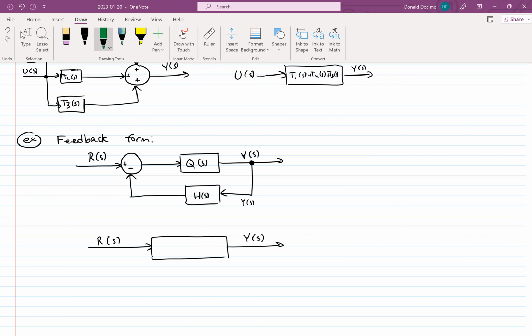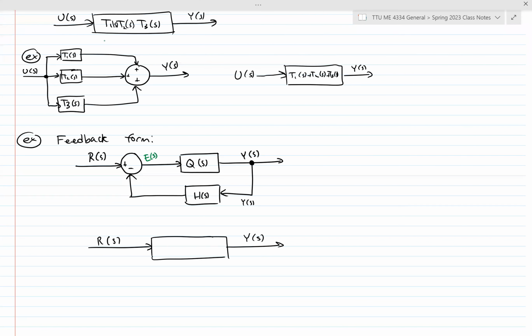So I'm going to call this signal here E of S. I'm going to give a name to it. What should I call this signal here? What is this one? H times Y, right? We have H multiplied by Y. This is H of S, Y of S. So then what does E of S end up being? Exactly.